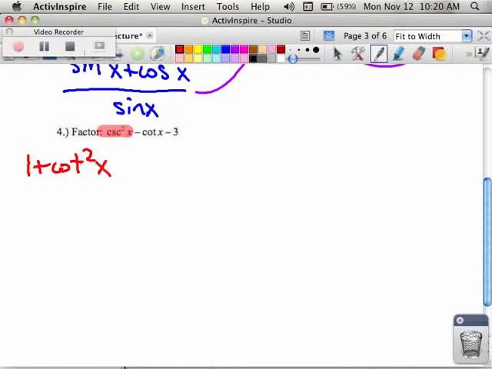And so now I also still have minus cotangent of x minus 3. Take a look, see if you can find it. So now I'm going to simplify this first before I go any farther. I'm going to, oh look, the 1 and the minus 3. They could probably go together.